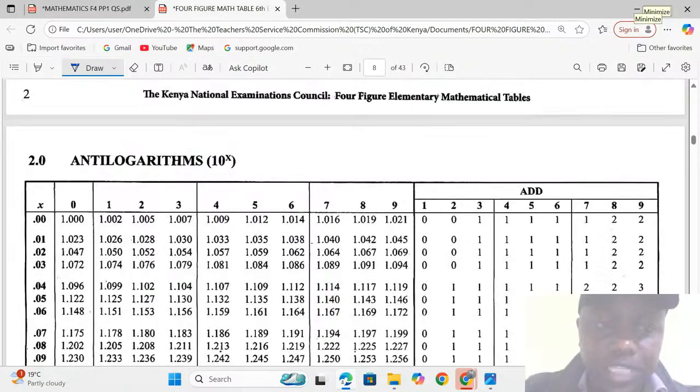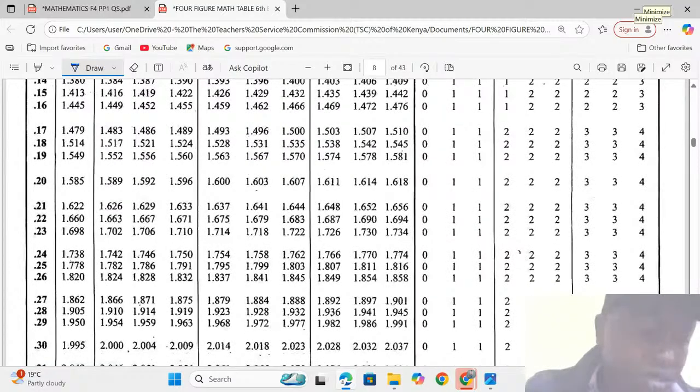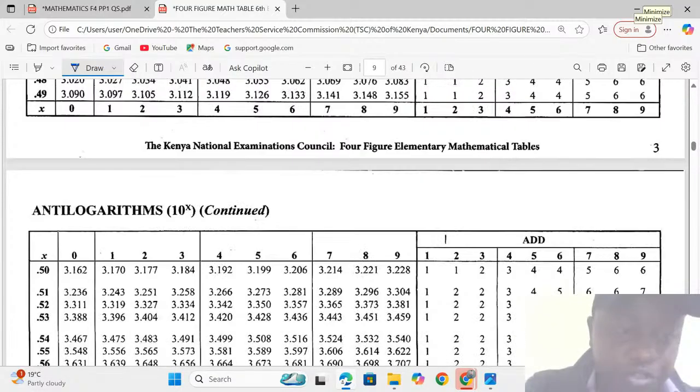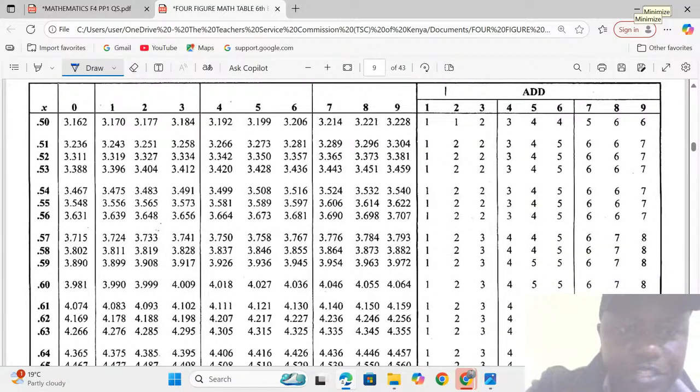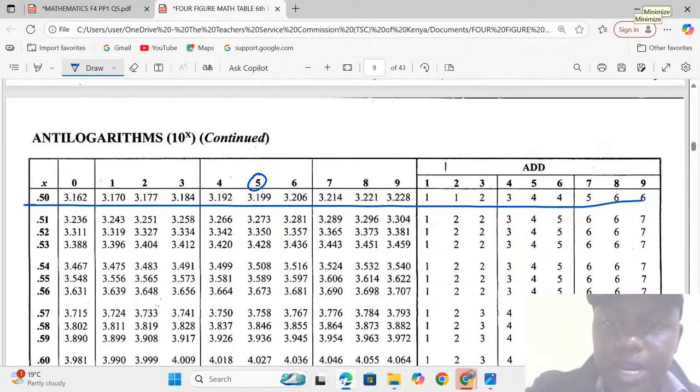So this is the table for antilogarithms. 5052, the antilog of 5052. So 50 is here. Then now we talk about 5, 2. So this is 3.199.